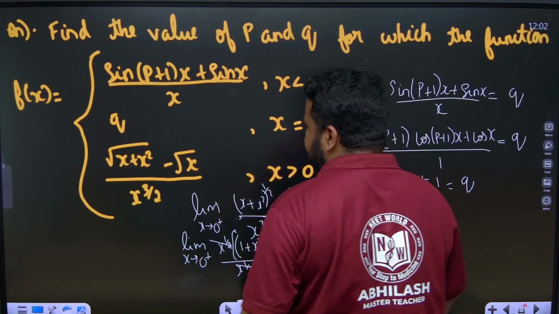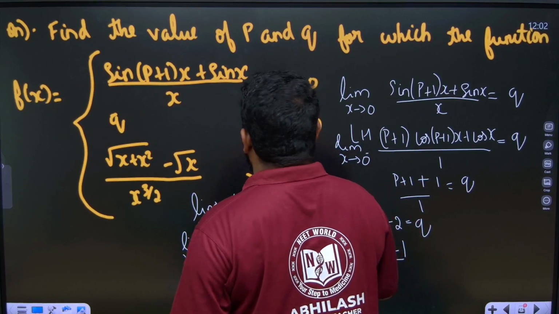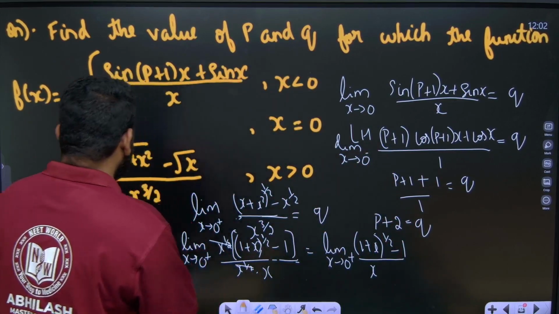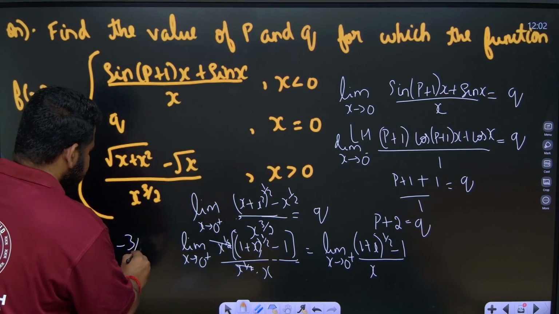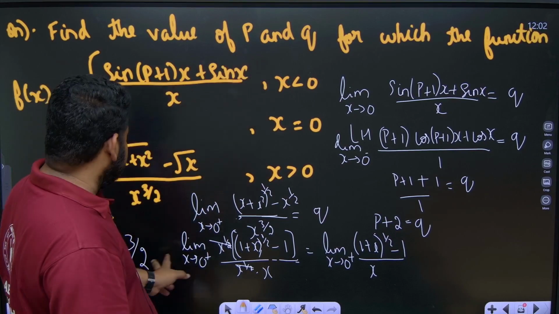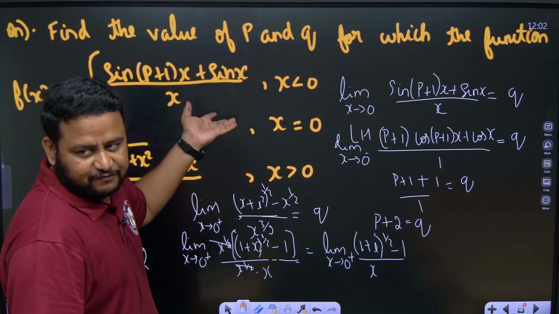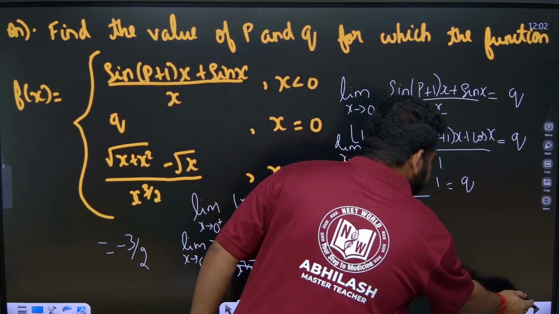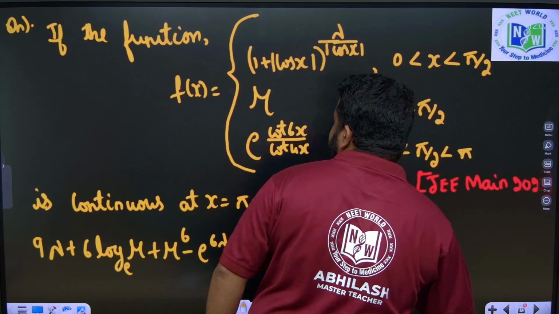P is equal to minus 3 by 2. Okay, options is not there. This is a numerical value based question. So the answer is minus 3 by 2. Okay, P is equal to minus 3 by 2 and Q we got it as half. That's it. Simple question. Next question.